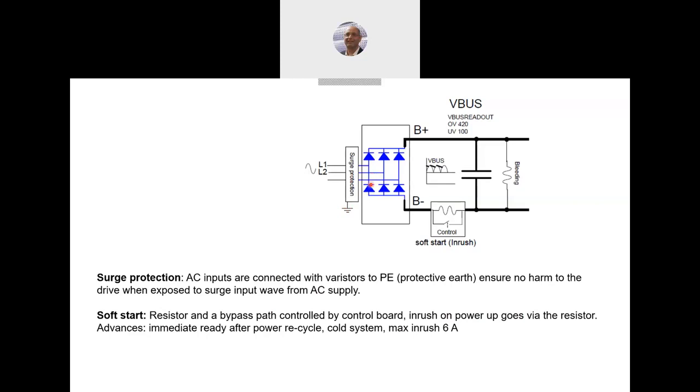The next common block is the rectifier. The rectifier takes the L1 and L2 and makes it a sine to one side. Together with a bus capacitor, we make a DC voltage, where on one side we get the B plus, and on the other side we get a B minus.